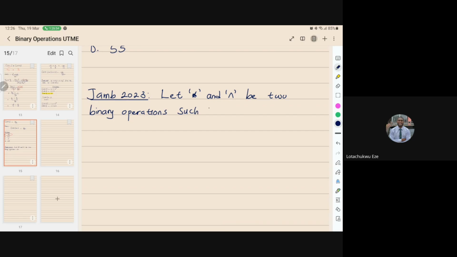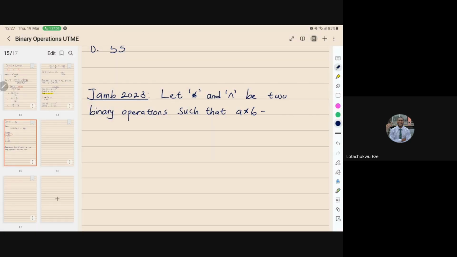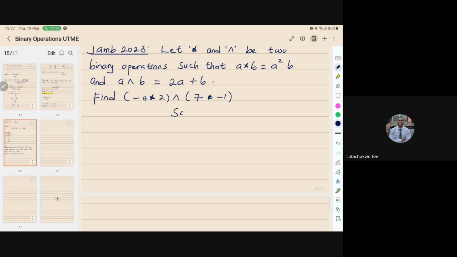Such that A * B is equal to A squared B. So you've seen that from their own question that the one I solved is the worst case scenario. So we have A # B is equal to 2A plus B. Then we should find minus 4 * 2. Then we'll have that symbol 7 * negative 1. All right, so that said, we'll have our solution.